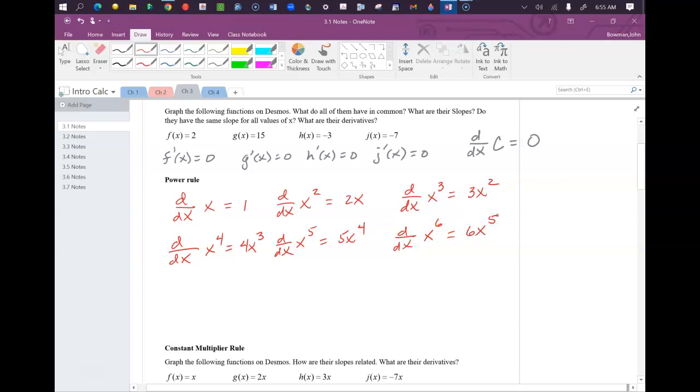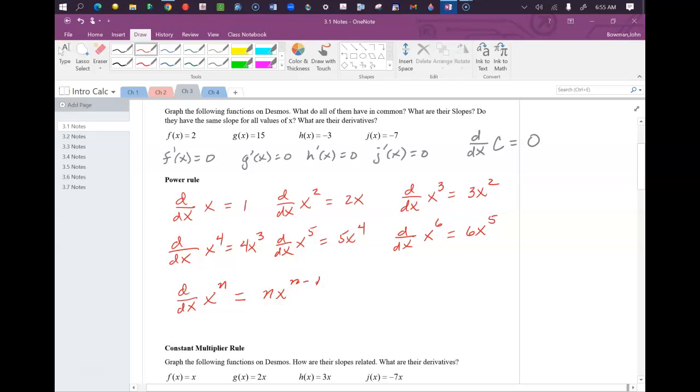So pause the video for a minute and see if you can figure out what the rule is for the derivative of x to the n. If you said the derivative of x to the n is n times x to the n minus 1, then you are correct.